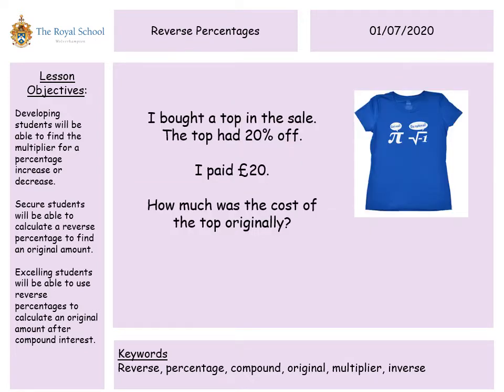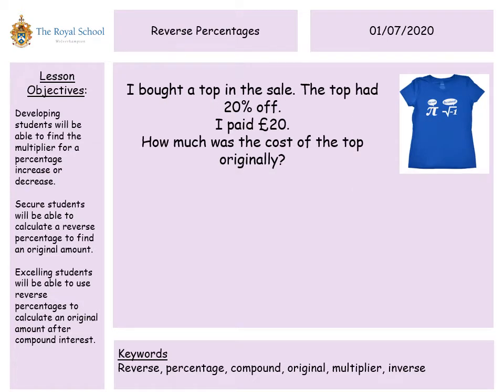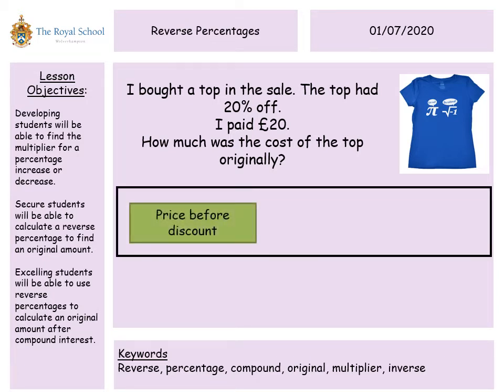Another example then. I bought a top in a sale and this top had 20% off. I paid £20. What was the cost of the top originally? So let's have a look at this in the same way. At some point there was an original price, which we don't know yet, and then that price was multiplied by something to get our new price.